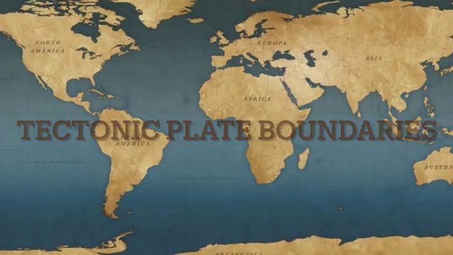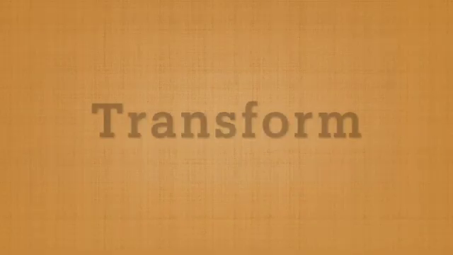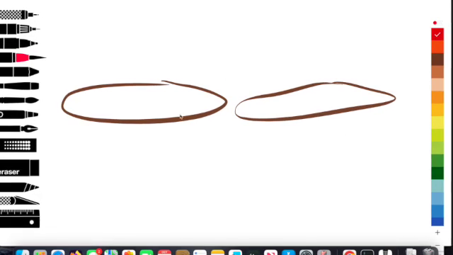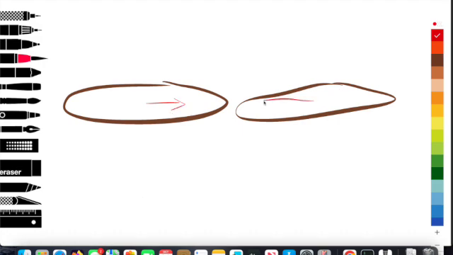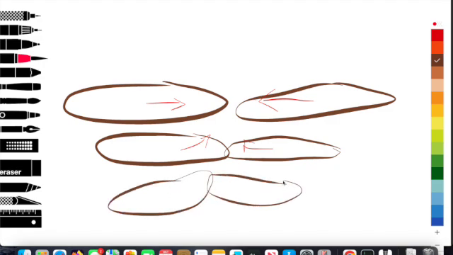There are three main types of boundaries: convergent, divergent, and transform. First, we will discuss convergent, specifically continental-continental. When two continental tectonic plates collide, the two plates start to push up against each other, which creates a mountain. The Himalayas are an example of a continental-continental convergent plate boundary.